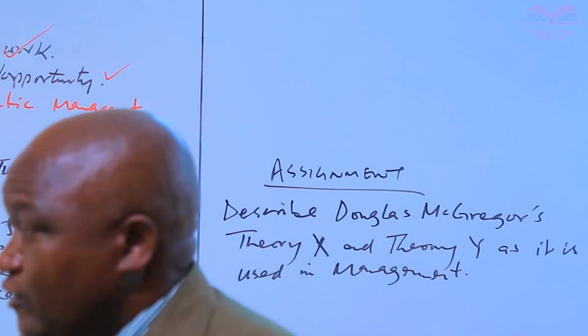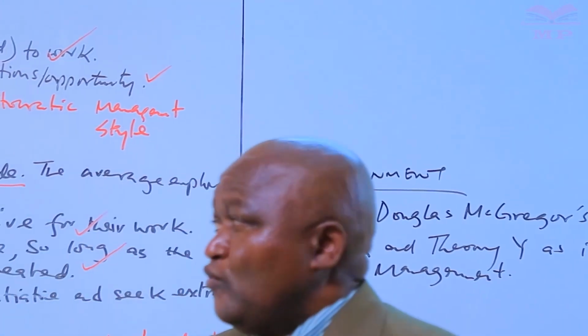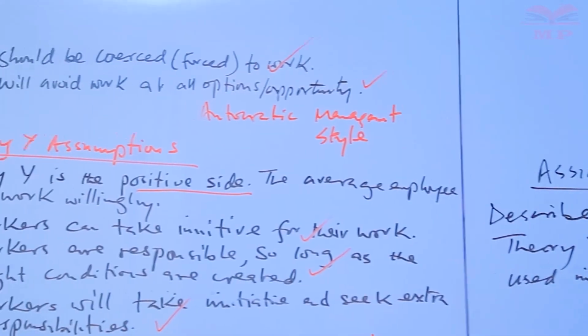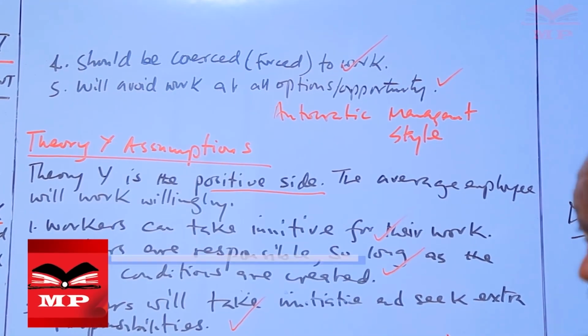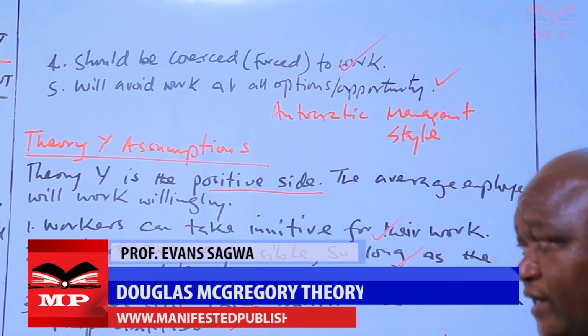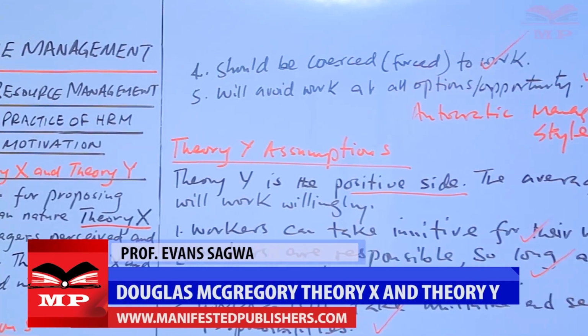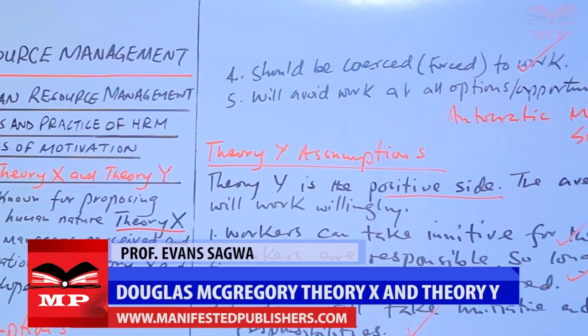We have come to the end of our lesson today, where we were looking at Douglas McGregor, theory X and theory Y, and we have looked at the theory X assumptions and theory Y assumptions, and also your assignment.